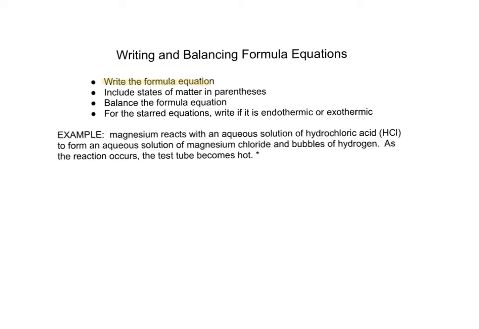So it says magnesium reacts with an aqueous solution of hydrochloric acid, which is HCl. So that means that magnesium, which is Mg, and it's not diatomic, so we don't need a 2, reacts with, is our plus sign, an aqueous solution of hydrochloric acid. So the formula for hydrochloric acid is given, it's HCl. And then it says to form. So that implies our arrow or our yield sign. And what we're forming is an aqueous solution of magnesium chloride.